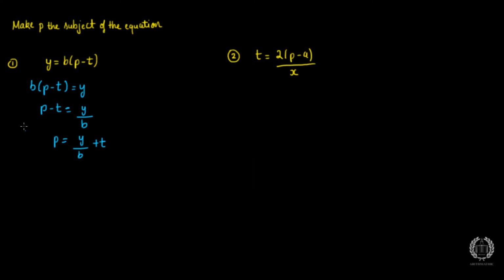Okay, now again, what I'm doing is I'm bringing b to the other side, so I'm dividing it by b, so y over b, and then because I'm left with this minus t, it now goes to the other side, which now becomes plus t. So now p is the subject of this equation.